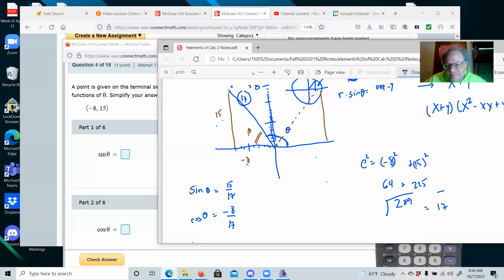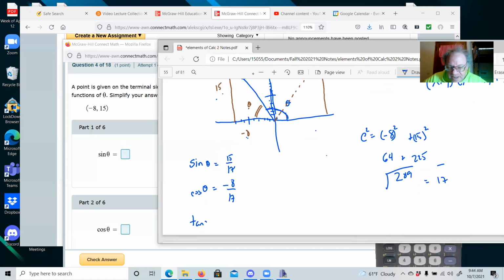Tangent. Okay, that's going to be 15 over negative 8. Does it matter where I put the negative? No. Okay, cotangent is just the reciprocal, so that's negative 8 over 15. Secant is just the reciprocal, so that's 17 over negative 8. Okay, and cosecant is just the reciprocal, that's 17 over 15.